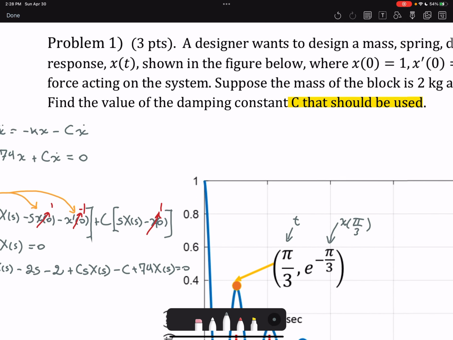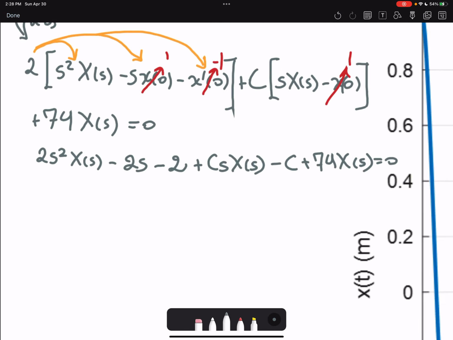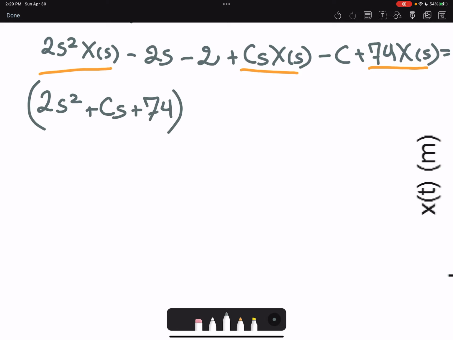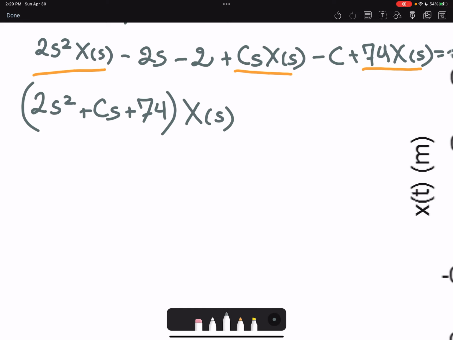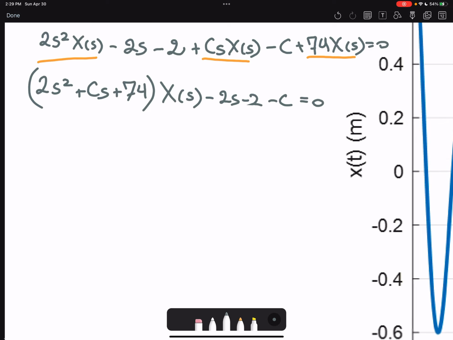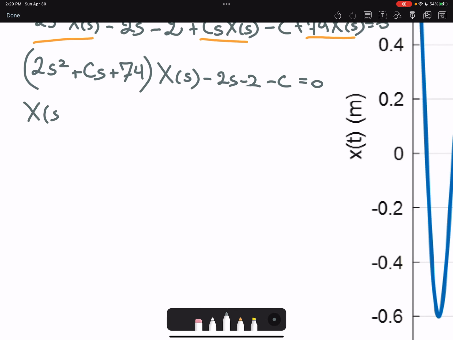Remember, this is also equal to 0 because if we take the Laplace of the right-hand side, the Laplace of 0 is still 0. Then we're going to group together all of these terms because they have an X of s in common. So we have 2s squared plus cs plus 74 times big X of s minus 2s minus 2 minus c. All of those should be equal to 0. So now we can write everything as X of s is equal to, if we bring these to the right-hand side, they all become positive.